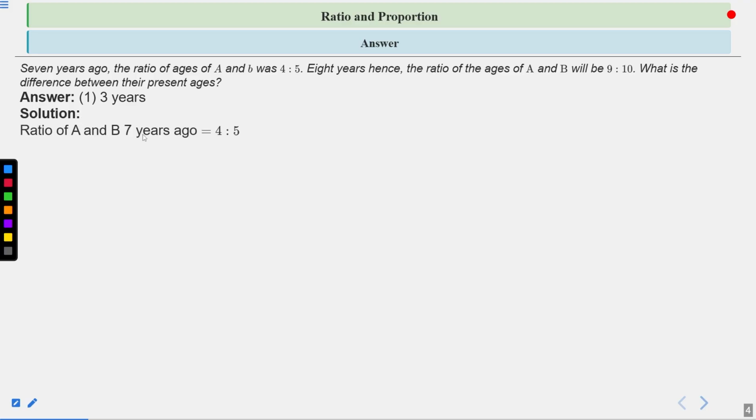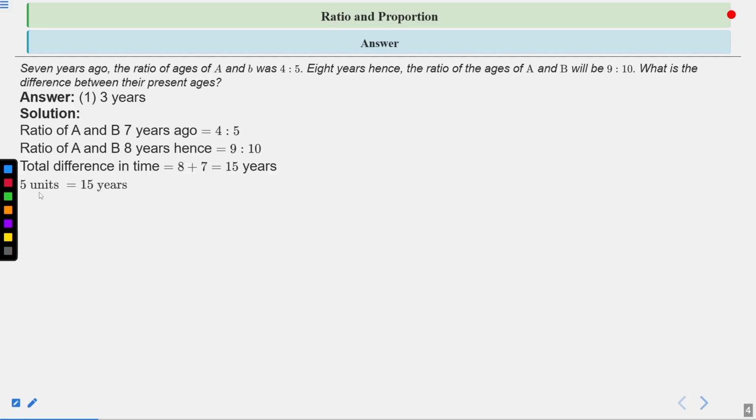So the ratio of A and B 7 years ago is given, which is 4:5. The ratio of A and B 8 years hence is given, which is 9:10. So the total difference in time becomes 8 plus 7, that is, 7 years before and 8 years hence, so it becomes 15 years. So we can say that this 5 units is equal to 15 years. So when we take the difference, what do we get? We get 1 unit equals 3 years. So the difference between their present ages is 3 years. So the first one is the correct answer of this question. Next one.